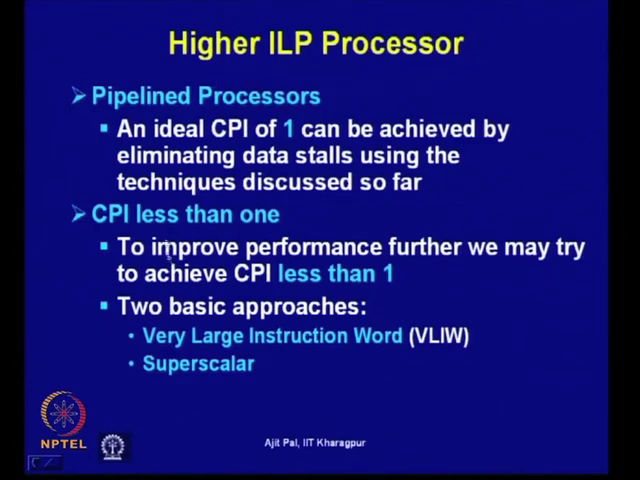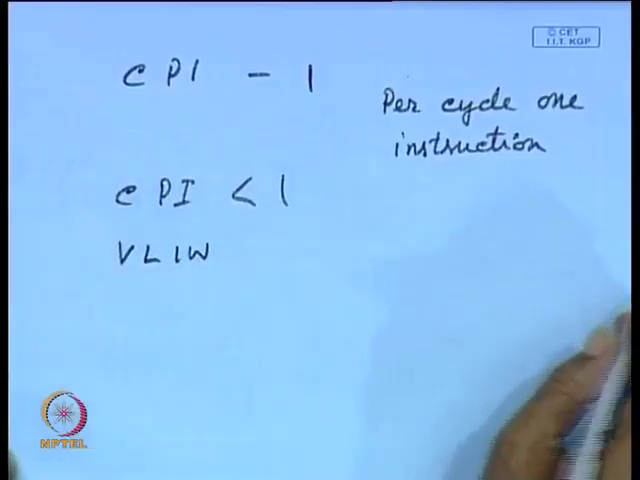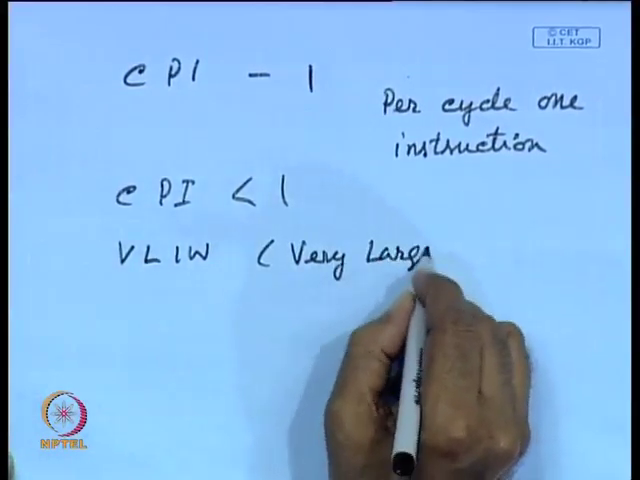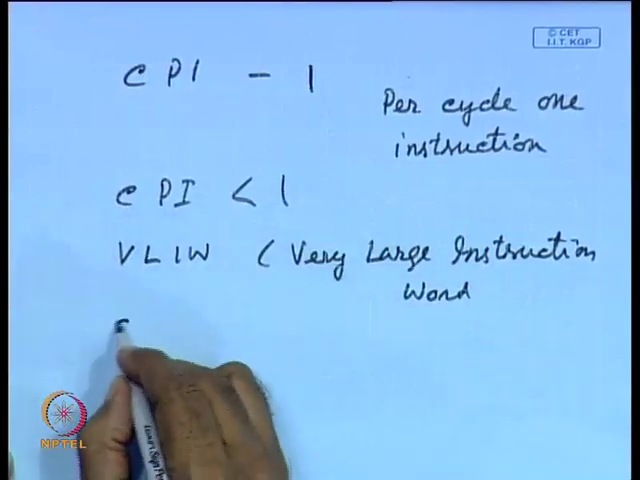So, for a higher ILP processor, how can we increase the ILP, or how can we have CPI less than 1? So far we have assumed that our upper limit is CPI equal to 1, we cannot reduce it further. CPI can be more than 1 whenever you have got a stall, but now we are trying to achieve a CPI which is less than 1. In other words, we are trying to execute more than one instruction in a single cycle. And there are two basic approaches, one is known as VLIW, very large instruction word, and another approach is known as superscalar.